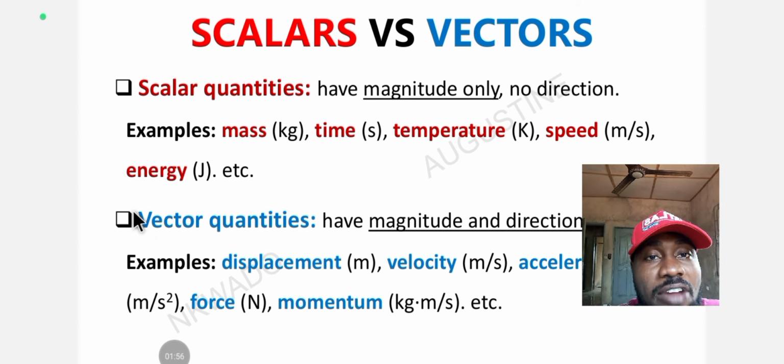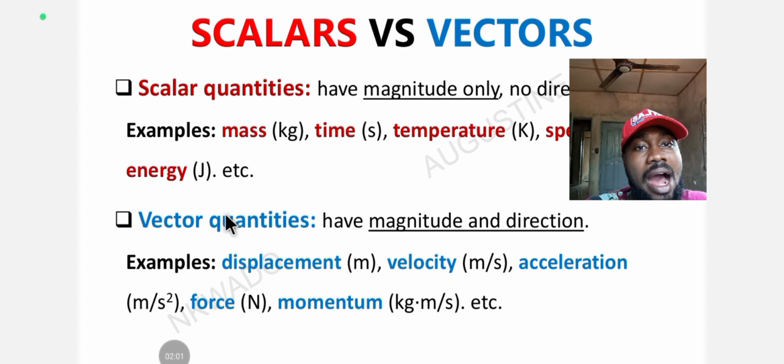So the next we have here is vector quantities. And what are vector quantities? Vector quantities are the physical quantities that have both magnitude and direction. So in vector, it has both magnitude and direction. I already told you what magnitude is. I already told you what it means to have direction.